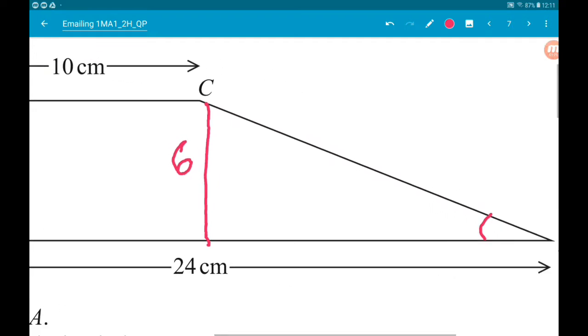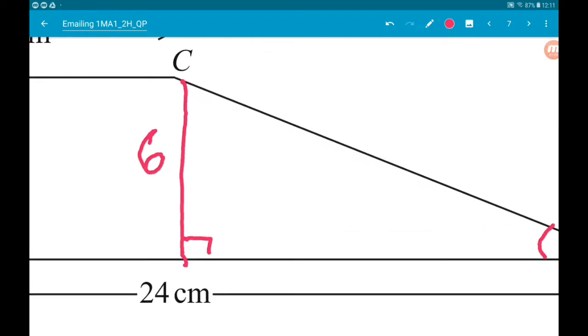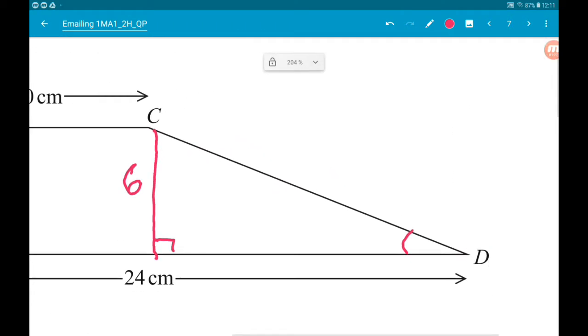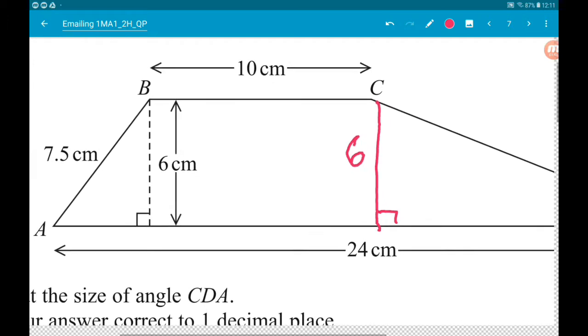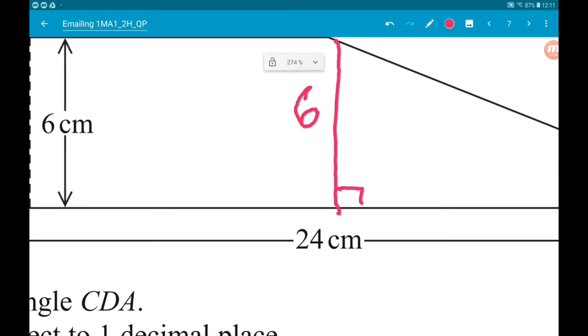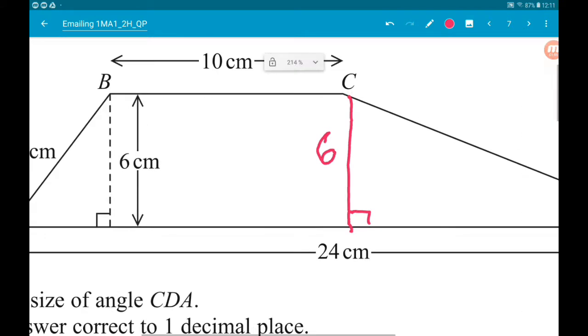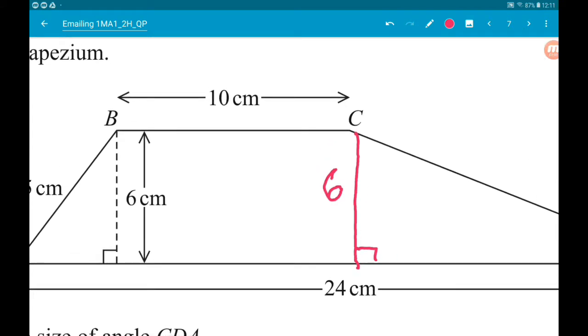Now, this is a right angle triangle. In right angle triangles, we can find angles if we know 2 sides using SOHCAHTOA. So we either need to find the length of the slant or the bottom of the triangle. Now it's the bottom that we can find. So we know the base of this trapezium altogether is 24, and we know the top is 10.